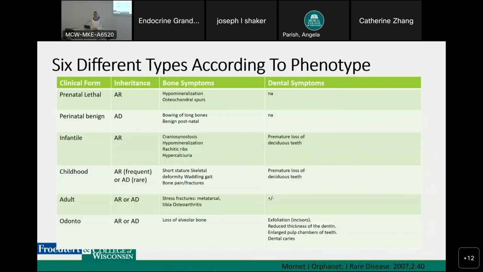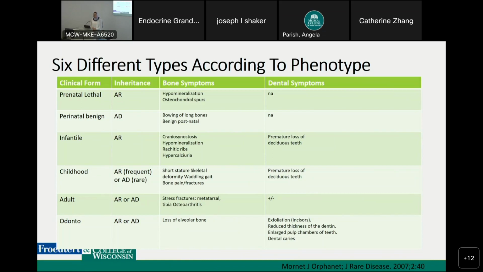So there are 6 different types according to the phenotypes. There is the prenatal lethal, which is inherited as autosomal recessive, with severe hypomineralization and osteochondral spurs. There are no dental symptoms. In the perinatal benign, there is bowing of the long bones and a benign postnatal course. In the infantile, there is craniosynostosis, hypomineralization, rickety ribs, and hypercalciuria, and I will talk about details. And in the childhood form, there is short stature, deformity, waddling gait, chronic bone pain, and fractures.